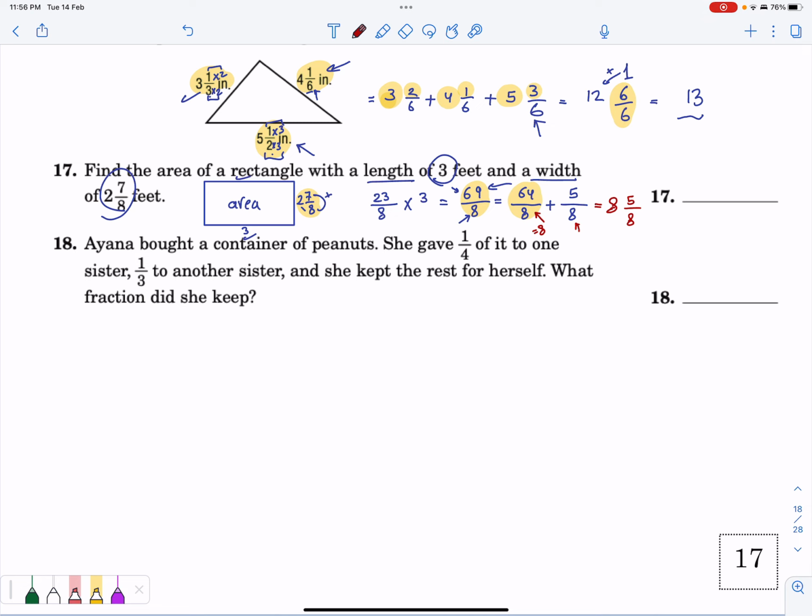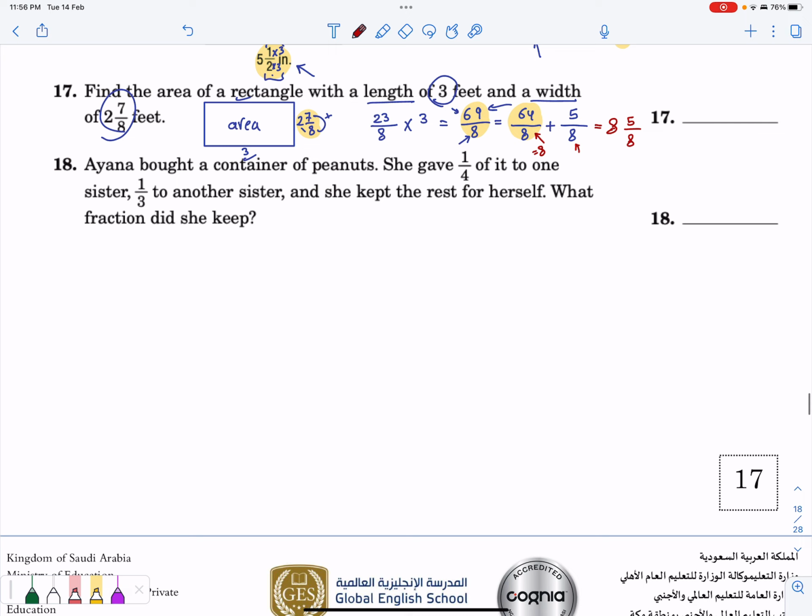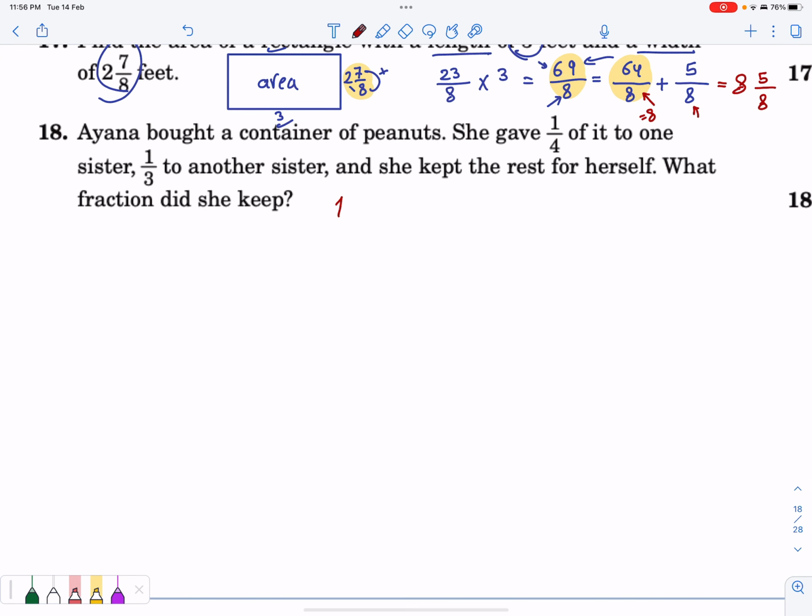So let's see. She has one container, so she has one whole number, which is 1, right? She gave a part of it, like 1/4 of that container, to her sister. So she subtracted a part of it, which is 1/4. And also she gave 1/3 of it to another sister. She also subtracted 1/3. So how much did she keep for herself? We want to find out how much is left in that container that she will keep for herself.